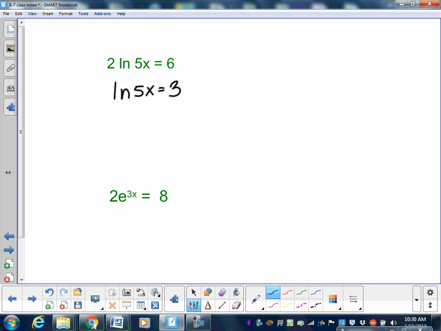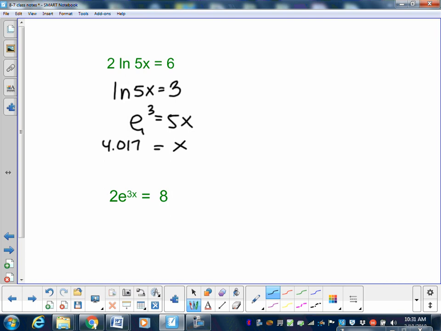If it's in natural log form, what form are you going to put it in? e. E to the what? e to the third equals 5x. Now you're going to take out the calculator and do e to the third, divided by 5. Final answer, 4.017.